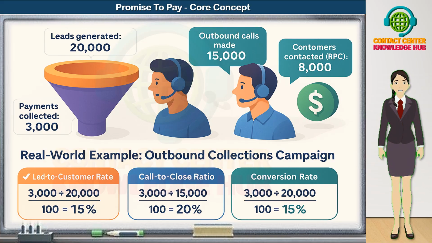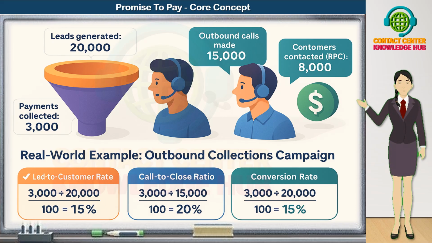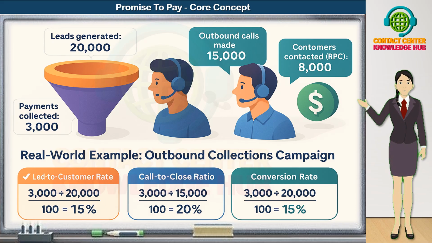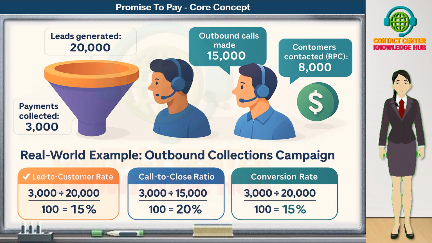Notice what's happening here. The call-to-close ratio is higher than the lead-to-customer rate. Why? Because some leads never get called or contacted, so the base number is smaller, making the ratio higher. The conversion rate, on the other hand, reflects the entire funnel, from the initial lead pool to actual revenue. This is why it's often lower than channel-specific ratios.